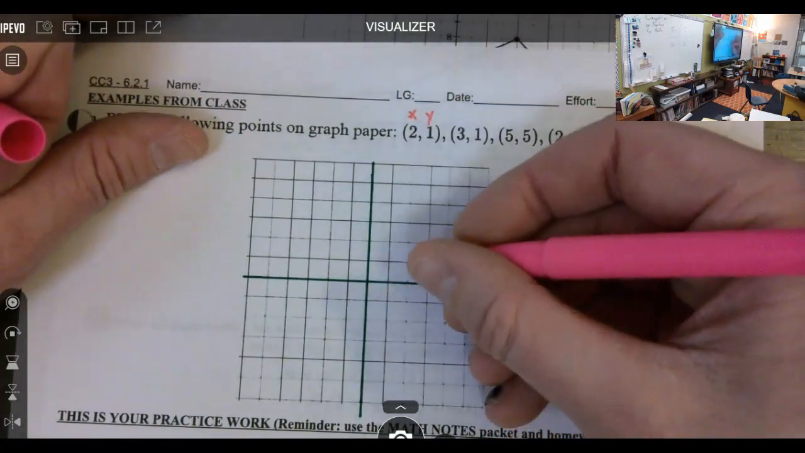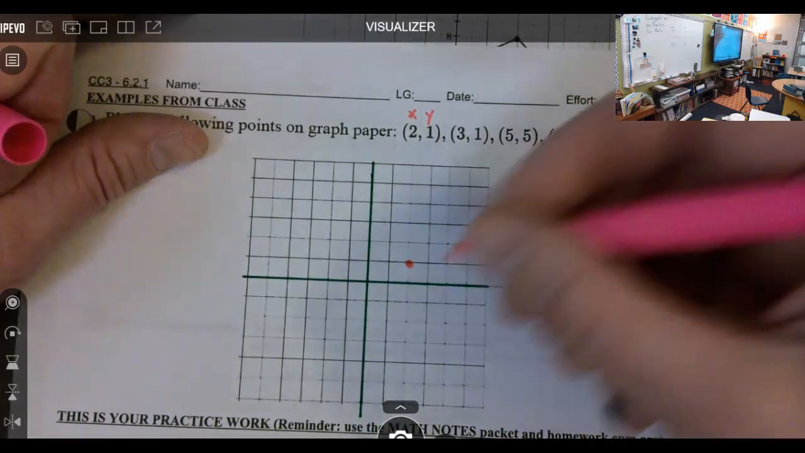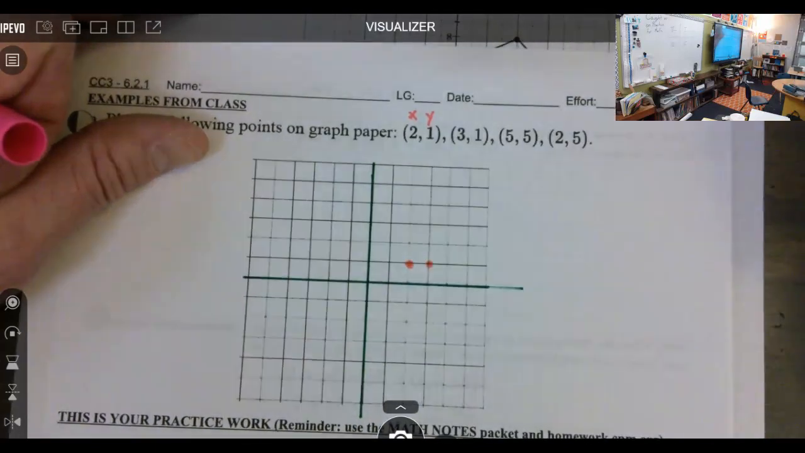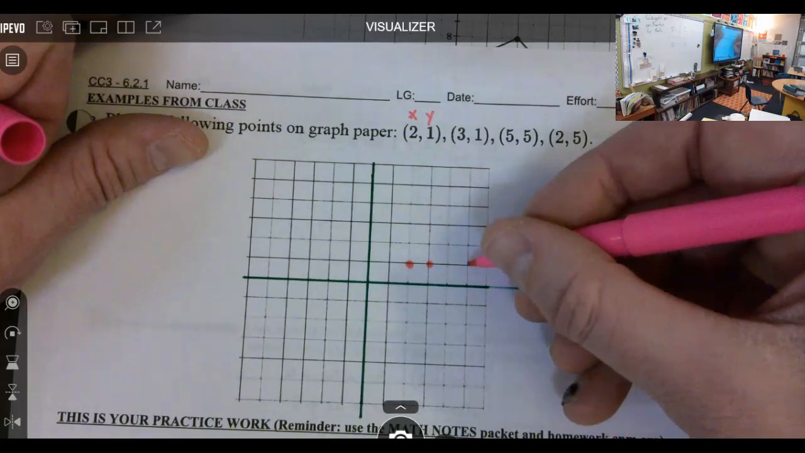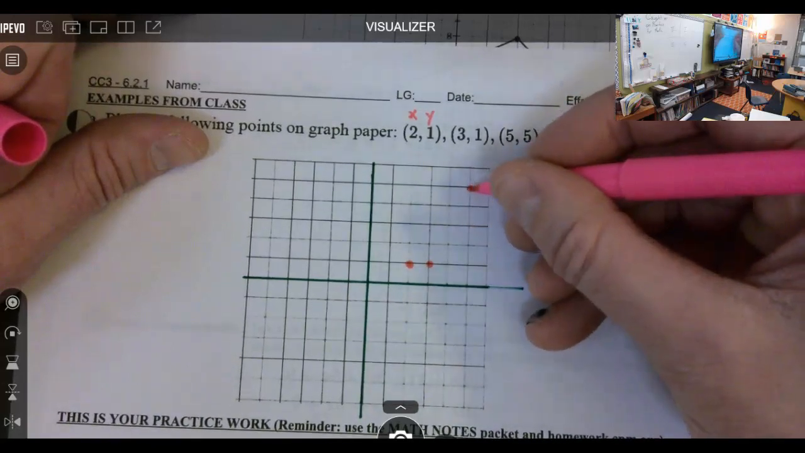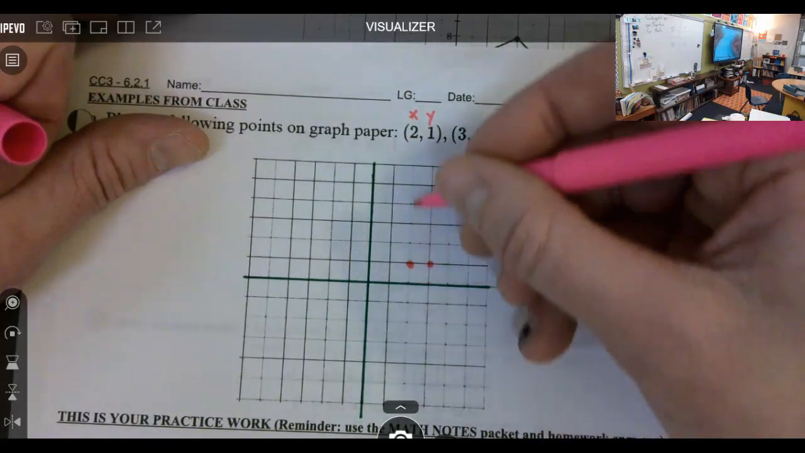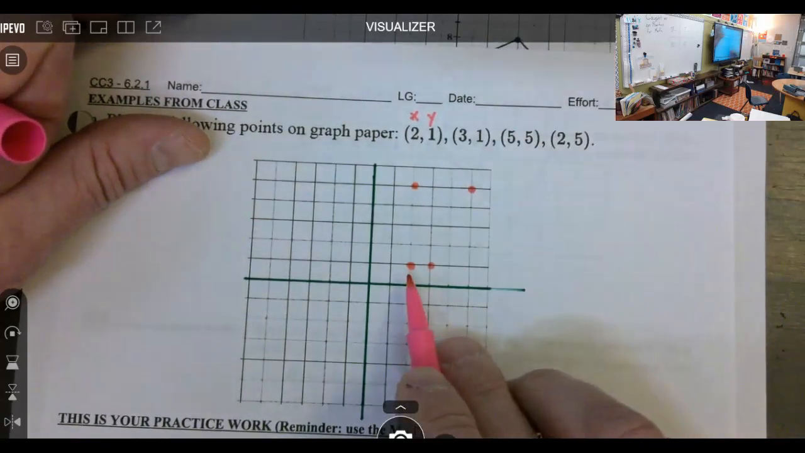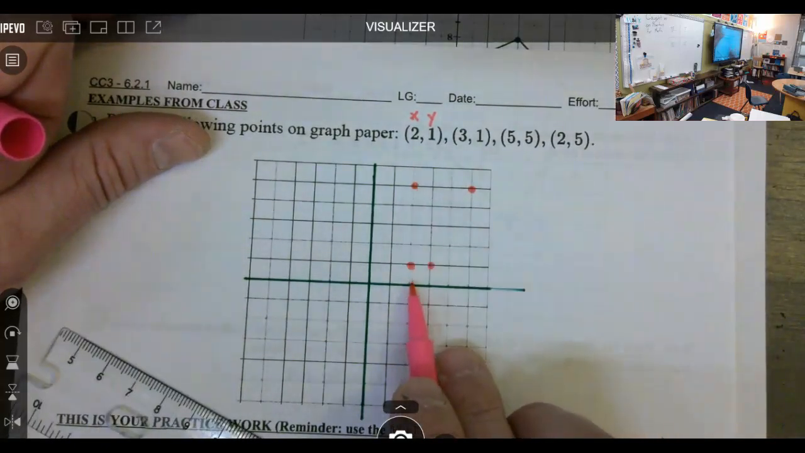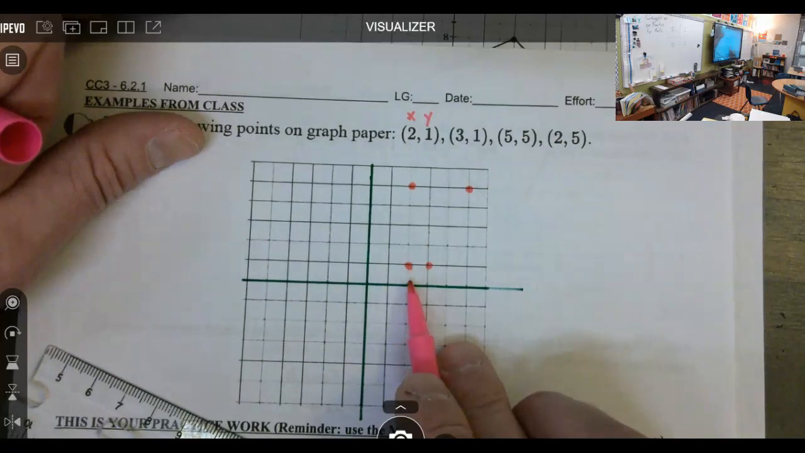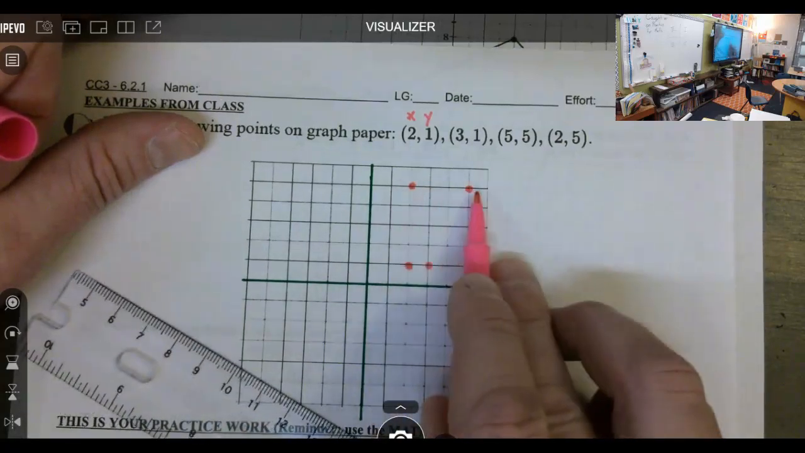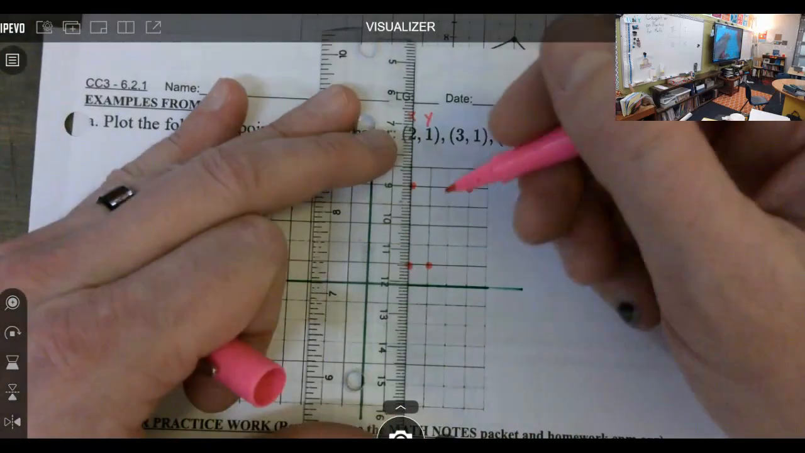So we go 2 to the right, 1 up. There's 2, 1. 3, 1, 3 to the right, 1 up. 5, 5. And 2, 5. It's nice when points share values. Since these both share the X of 2, I know those are going to line up. Since these both share the Y of 5, I know those are going to line up.